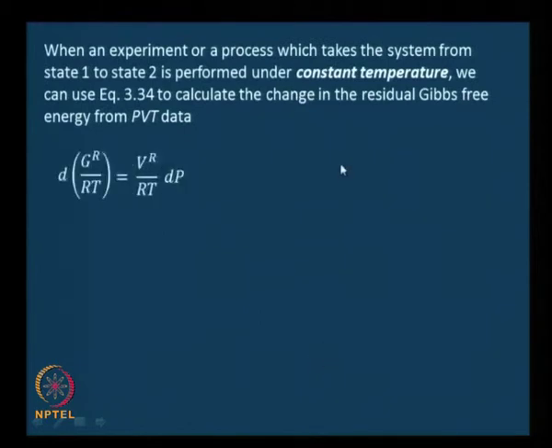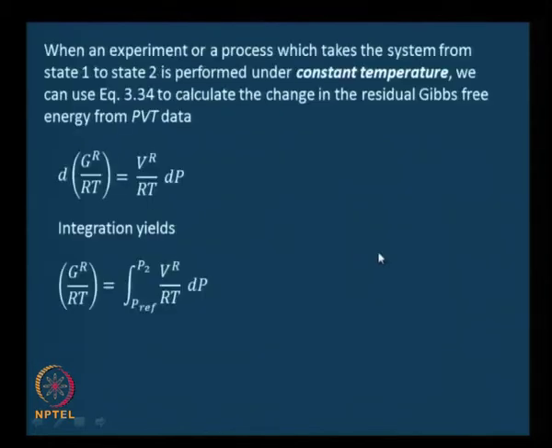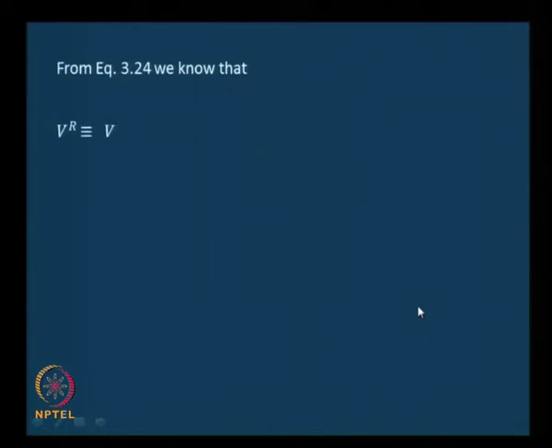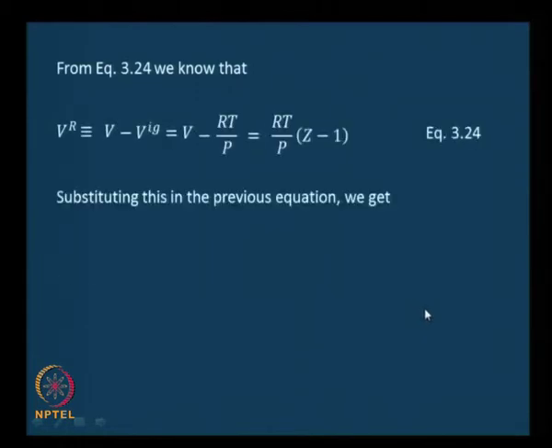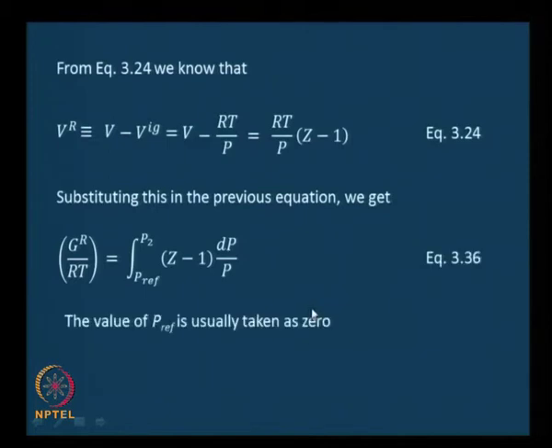and then we said that we had assumed constant temperature, but we got it in terms of values. Gr by RT is in terms of Vr by RT dP, this is good, but we wanted an easier way of estimating that, therefore we wrote it in terms of Z. Gr by RT equals integral of P reference to P2 Z minus 1 dP by P. This makes it easily evaluatable, and we said that the value of P reference is usually taken as 0.